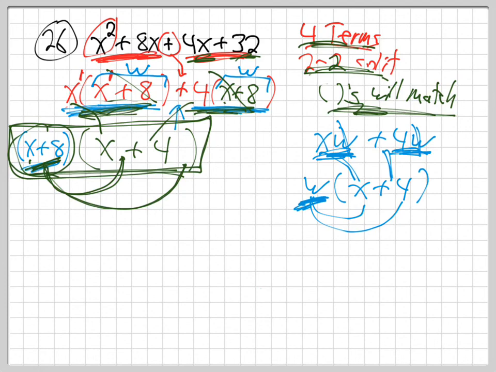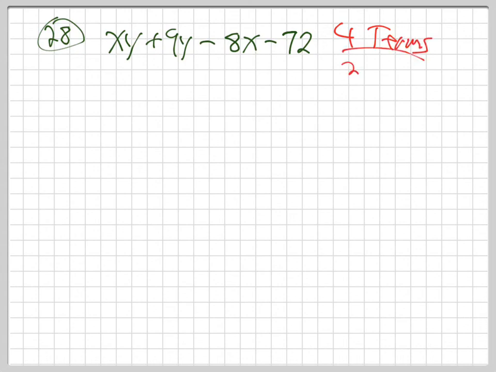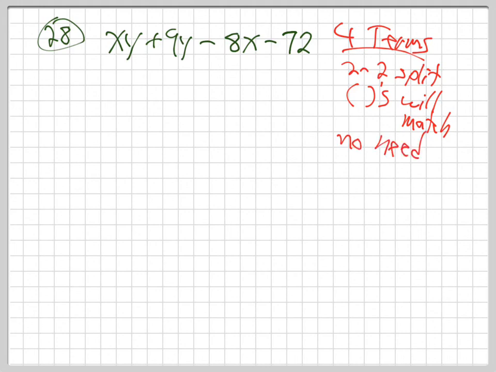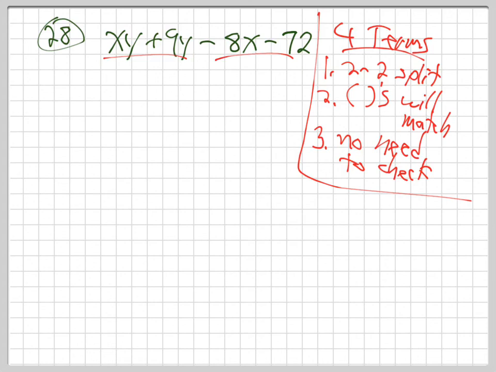Let's try another one. Let's try 28. x times y plus 9 times y minus 8 times x minus 72. All right, so looking at this one, four terms. So what do you do when you've got four terms? Two split, parentheses will match, no need to check, right? So there's our guide. First two, last two.